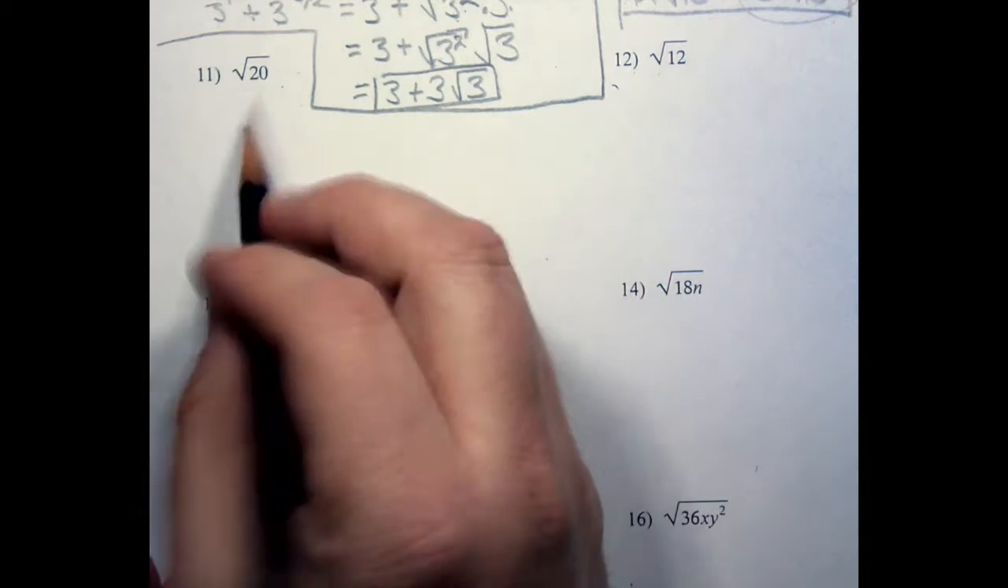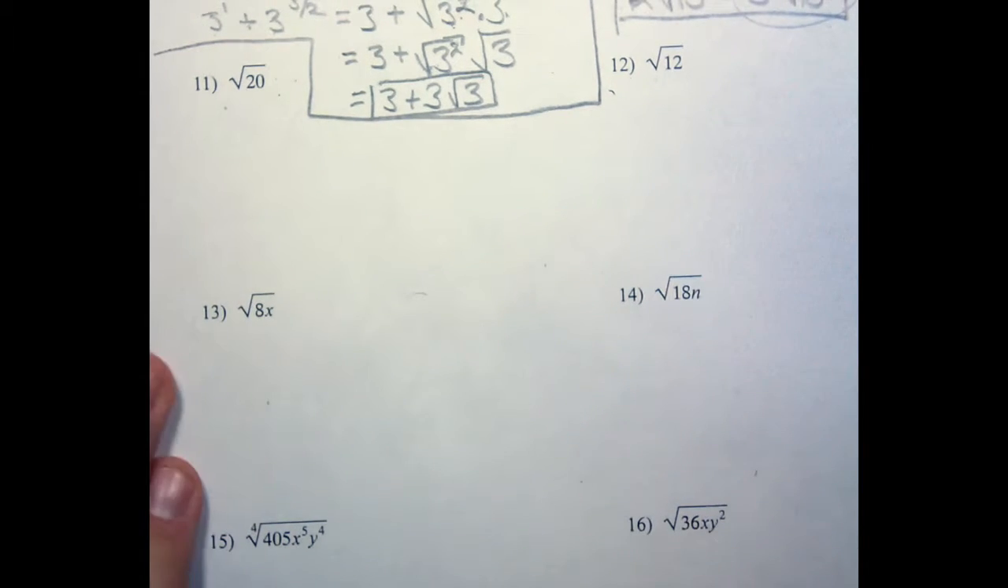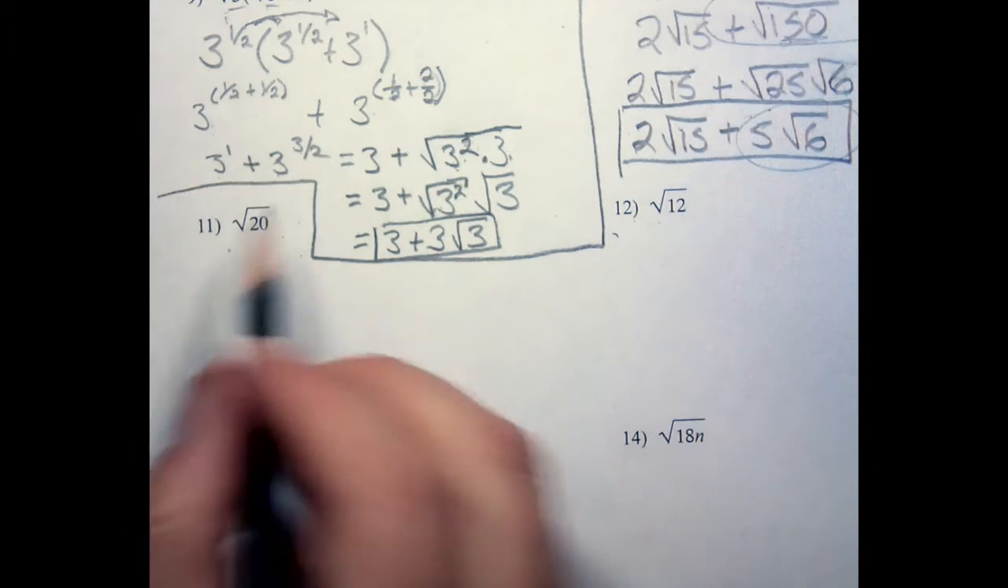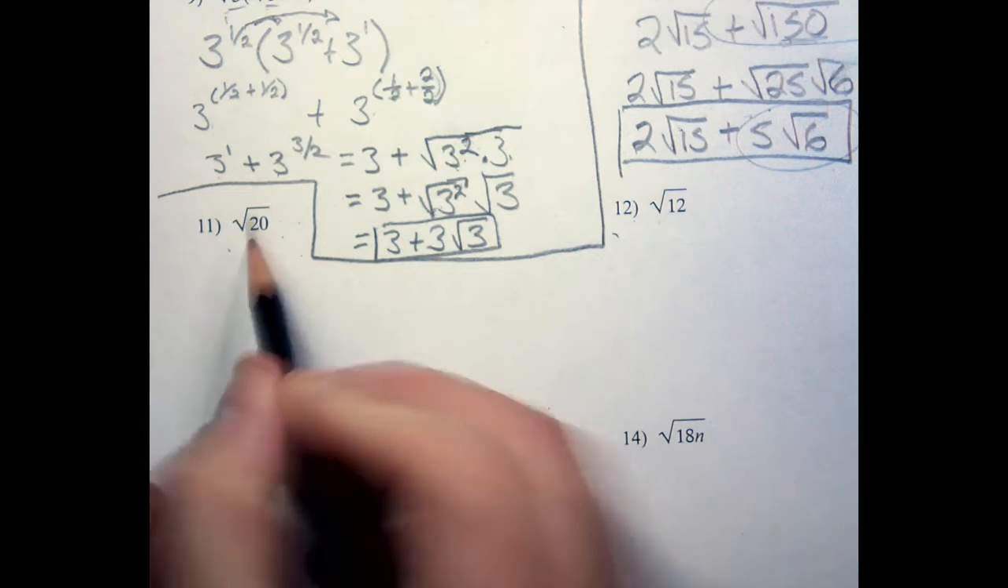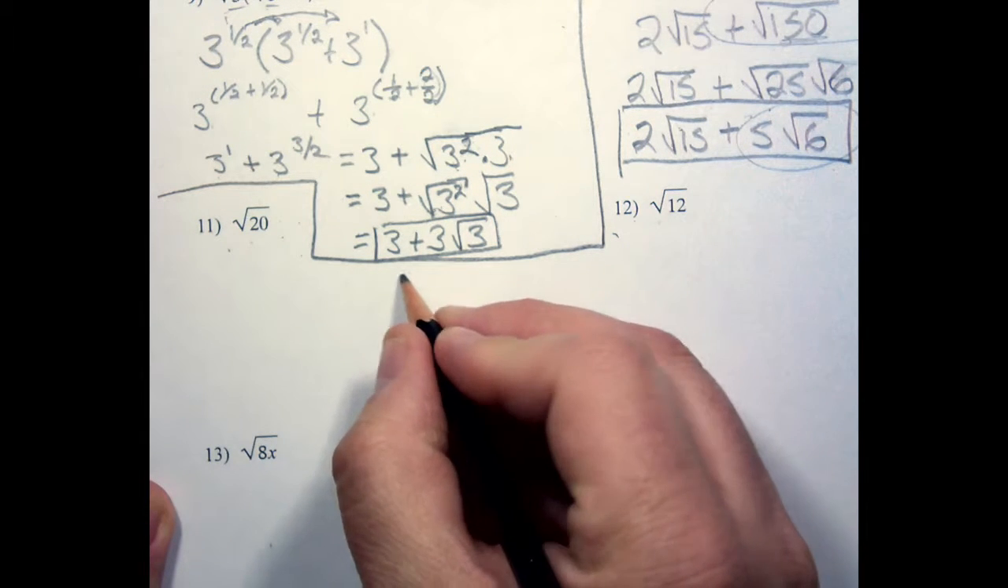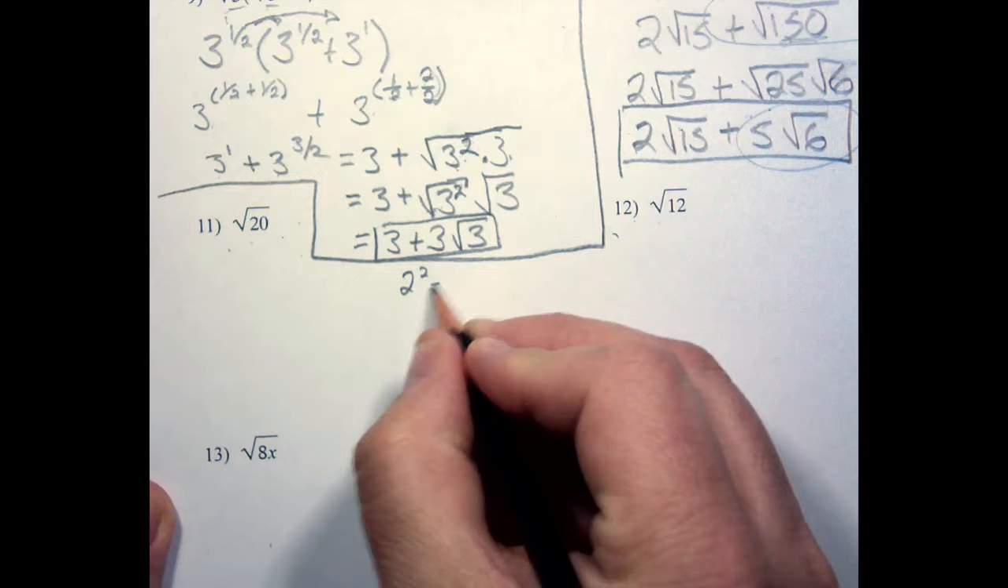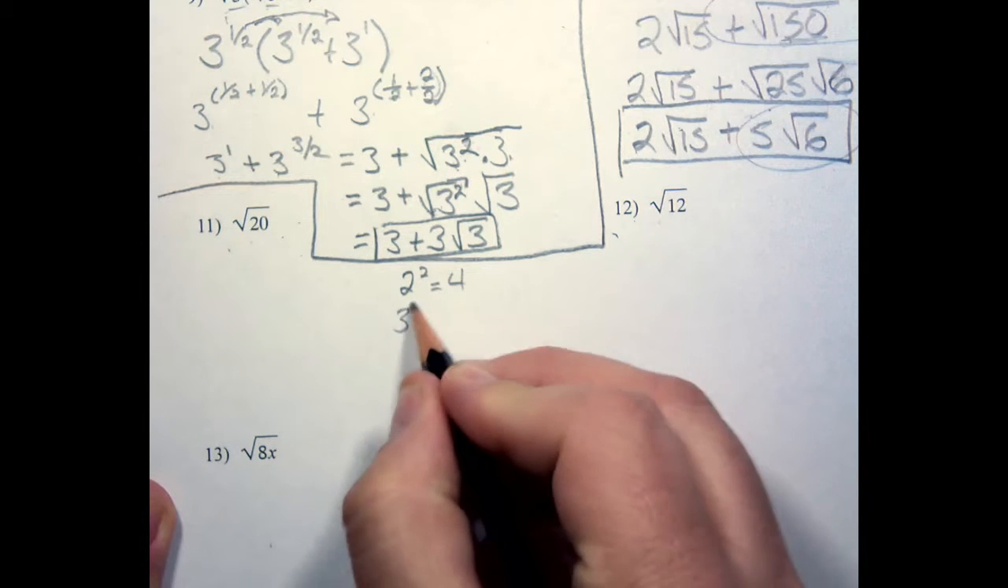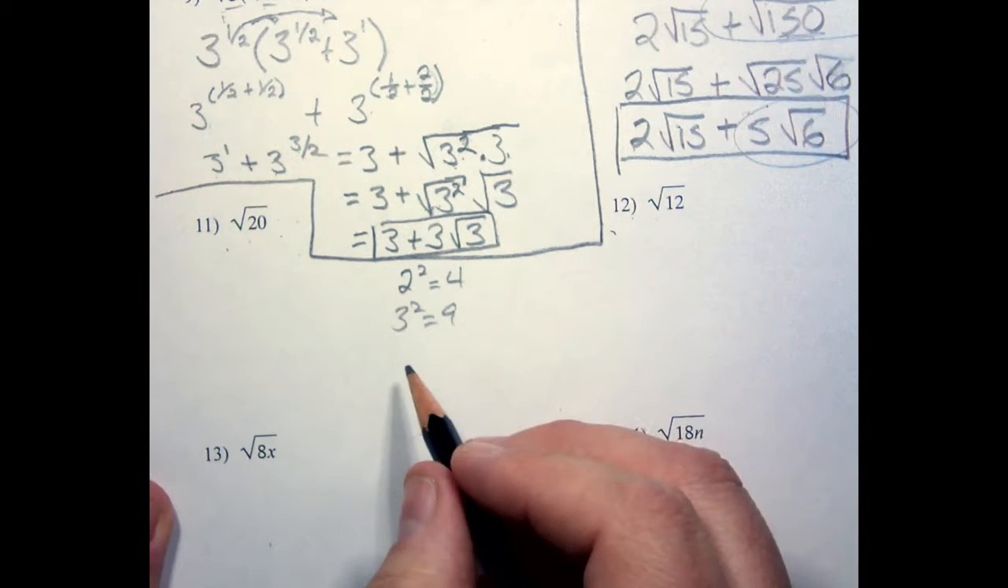Right, for problem number 11, not as intense. For problem number 11, we're just going to simplify this. Now, remember, I said, think of this, perfect squares. 2 squared equals 4. 3 squared equals 9. If I'm writing it down, you need to be writing it down.